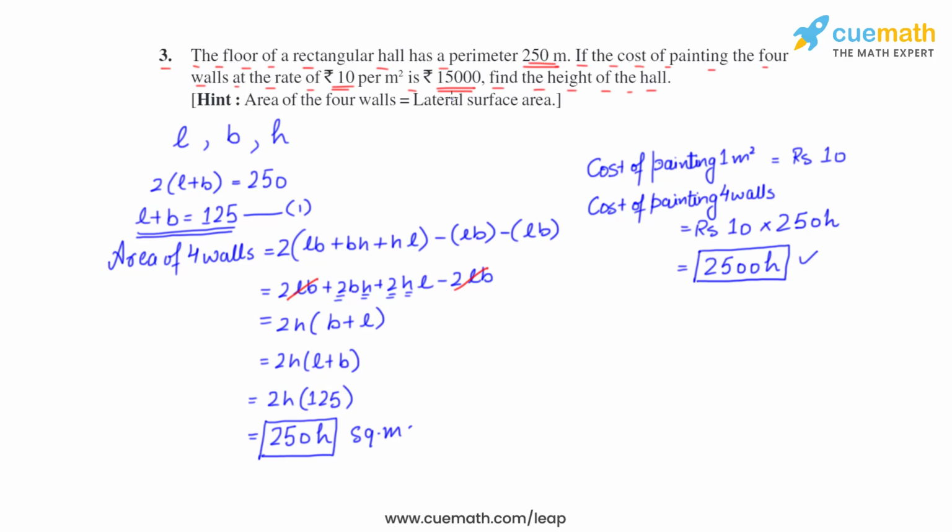But the cost of painting the four walls is already given, that is 15,000. It means 2500H should be equal to 15,000. To find H, we will divide both sides by 2500. So 15,000 divided by 2500 gives height equal to 6 meters. So this becomes our final answer. The height is 6 meters.